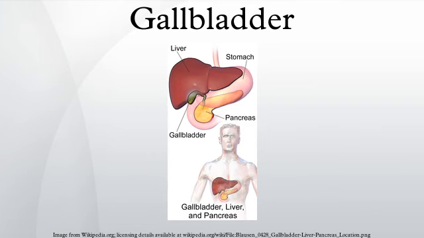In vertebrates, the gallbladder is a small organ where bile is stored, before it is released into the small intestine. Humans can live without a gallbladder. The surgical removal of the gallbladder is called a cholecystectomy.